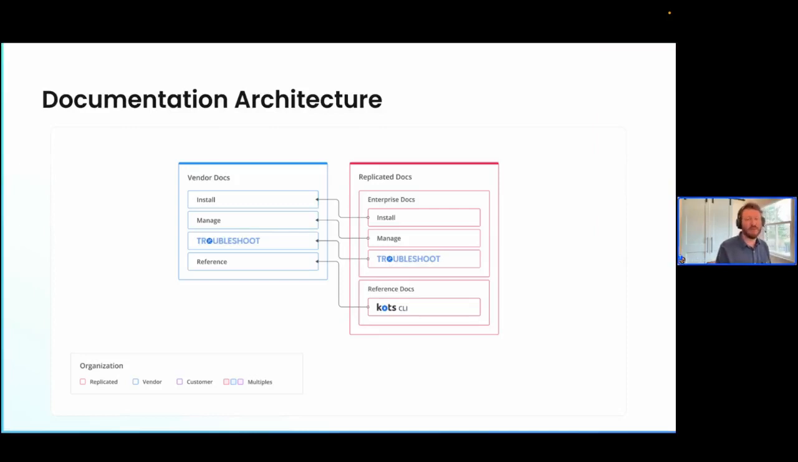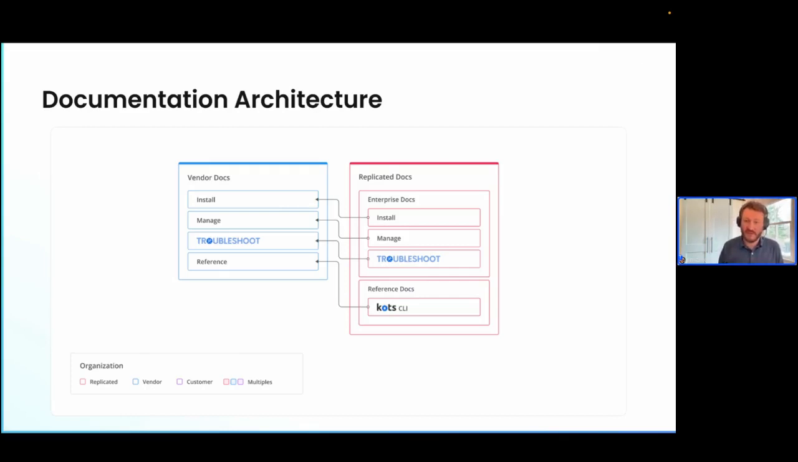Documentation architecture. This one's a pretty cool thing as well, because it means you get to write less docs as a vendor, which is really great. This is one of the things, as someone with an engineering background, that always excited me about Replicated: I get to write less docs, right? Because the Replicated docs team has written them for you.